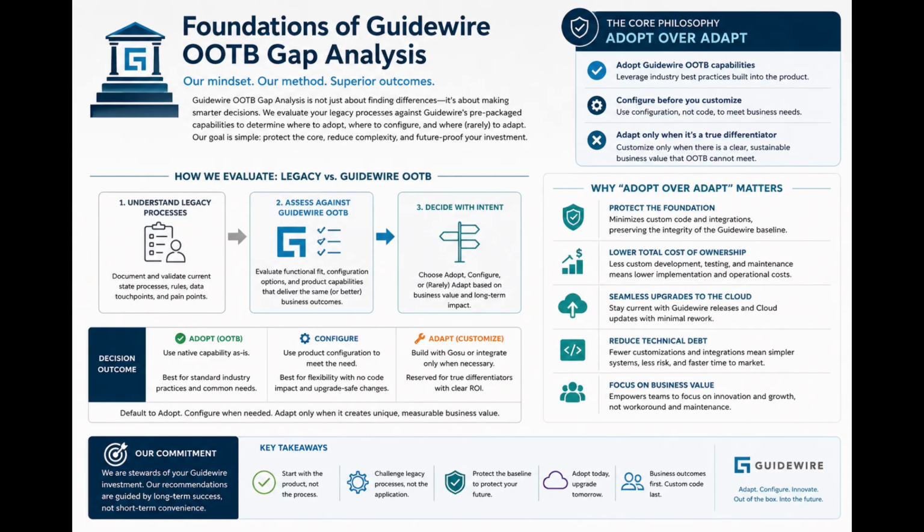This section establishes the foundational philosophy of Guidewire's out-of-the-box gap analysis, focusing heavily on the critical "adopt over adapt" mindset. It details how a business analyst evaluates a carrier's legacy operational processes against the native, pre-packaged core software to protect the system's baseline architecture. By actively steering stakeholders away from forcing the new application to mimic outdated, manual workflows, this page highlights how minimizing custom GoSu or integration code mitigates technical debt, reduces overall implementation costs, and ensures seamless future upgrades to the Guidewire cloud.